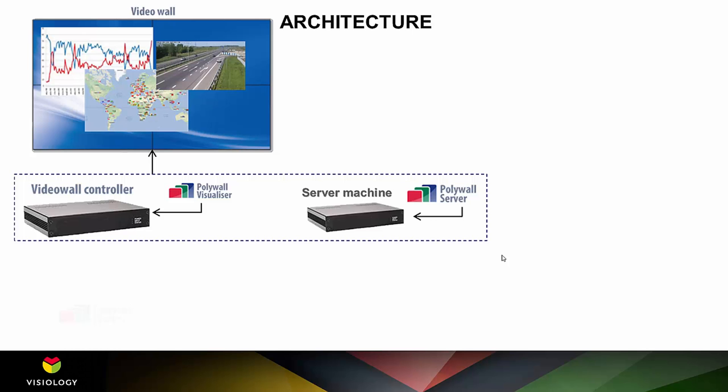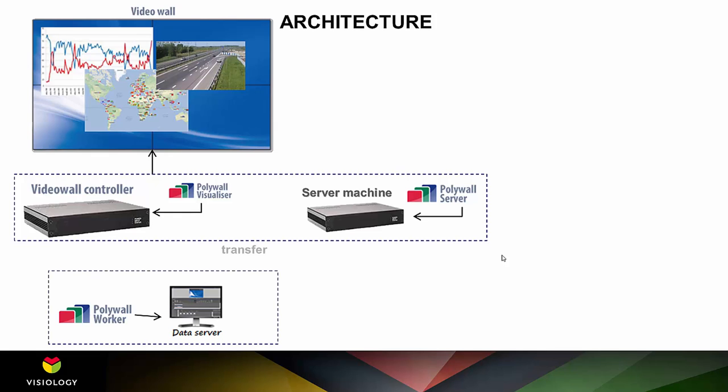Polywall Worker is responsible for accessibility of the data which you want to display on a video wall. For example, we have a computer used for storing some data such as video, images, Microsoft Office documents, etc. All we need to do is just install Polywall Worker on this computer. There is no additional setup required to make it work properly. All further configuring is performed in Polywall server settings.